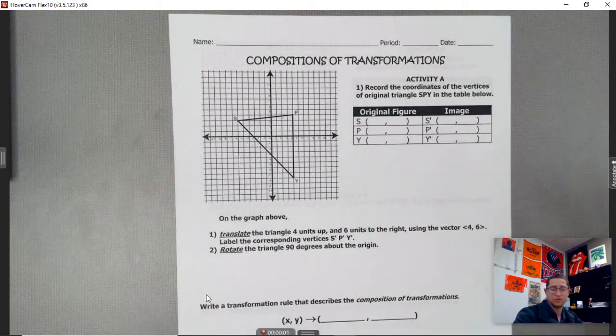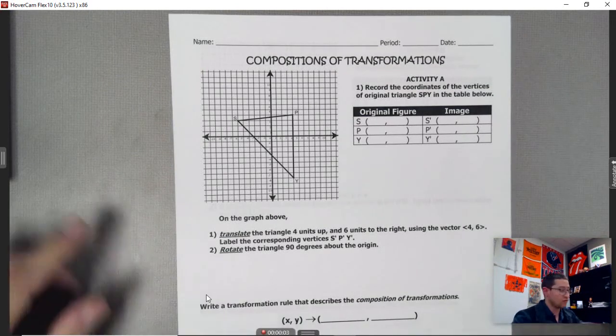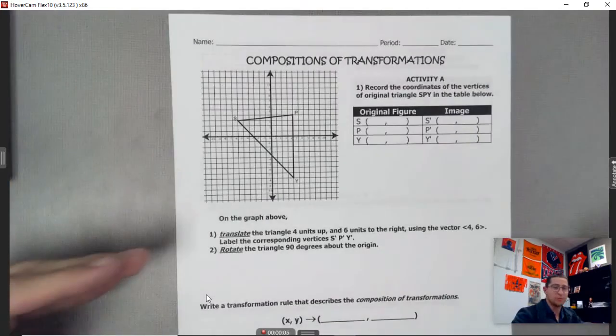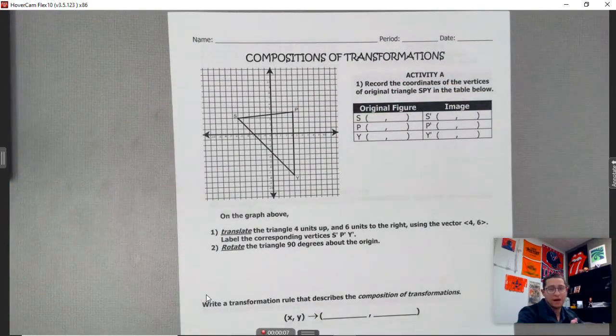All right, y'all. So here we are, last lesson of transformations. This is compositions of transformations. This isn't a particularly difficult one because you're just putting two different transformations together.